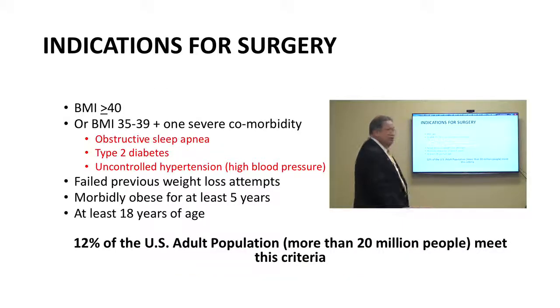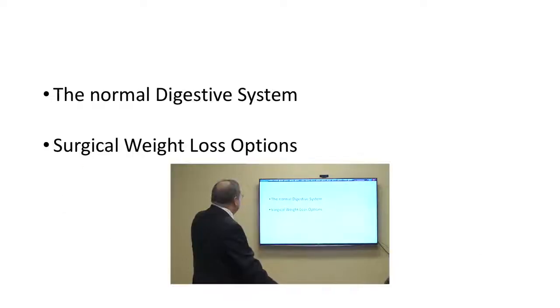What are the indications for surgery? By now you probably know, either a body mass index of 40, or 39 to 40 with sleep apnea, diabetes, or uncontrolled hypertension. And of course, you have to have tried conservative diets before and failed, have had the condition for at least 5 years, and be at least 15 years of age.